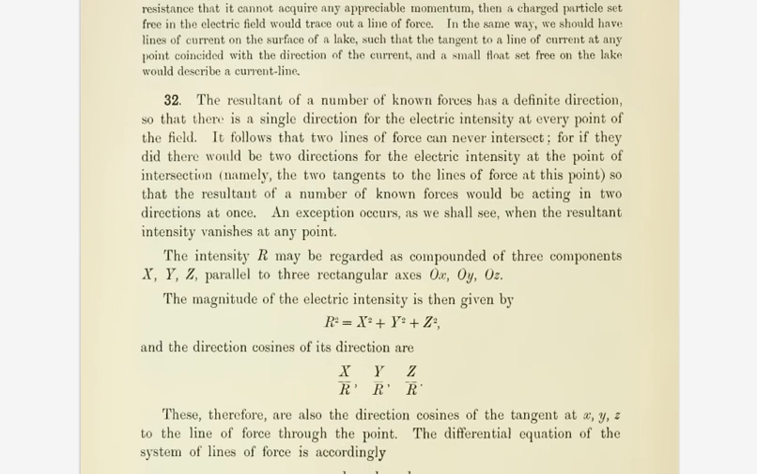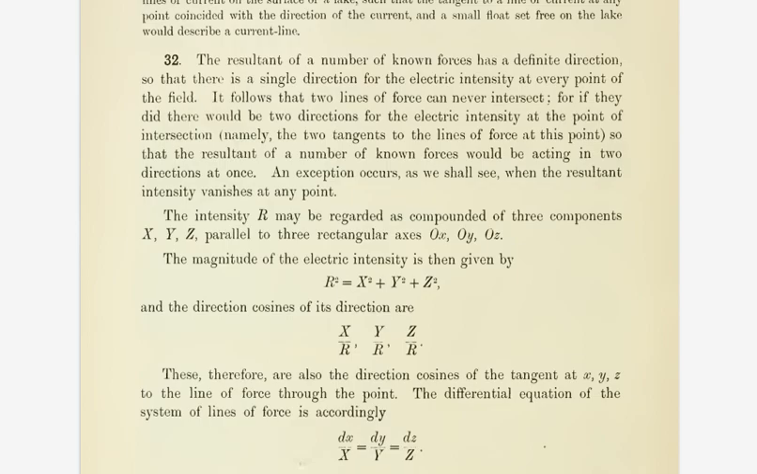32. The resultant of a number of known forces has a definite direction, so that there is a single direction for the electric intensity at every point of the field. It follows that two lines of force can never intersect. For if they did, there would be two directions for the electric intensity at the point of intersection, namely, the two tangents to the lines of force at this point, so that the resultant of a number of known forces would be acting in two directions at once. An exception occurs, as we shall see, when the resultant intensity vanishes at any point.